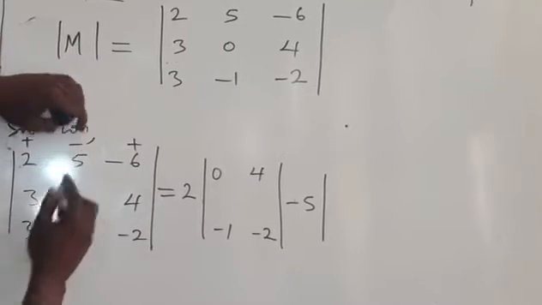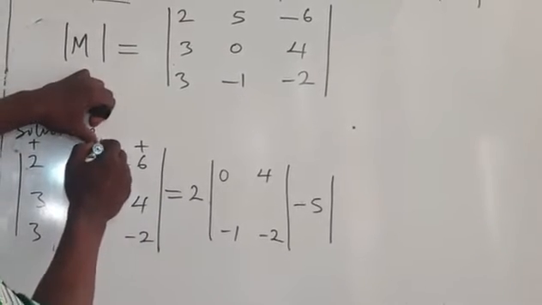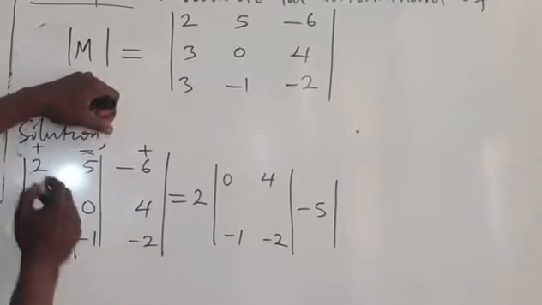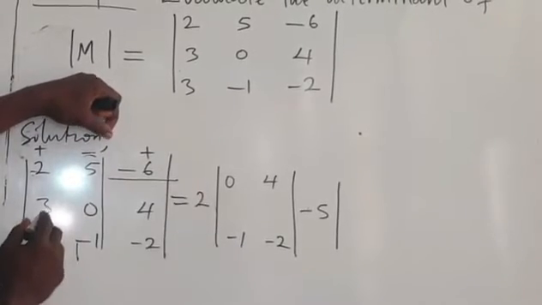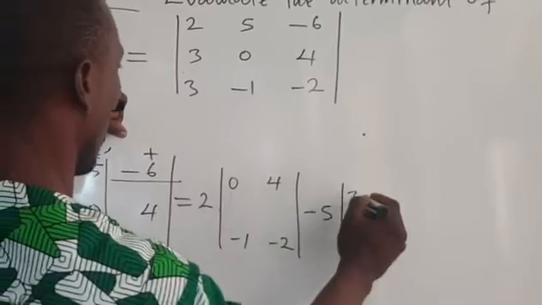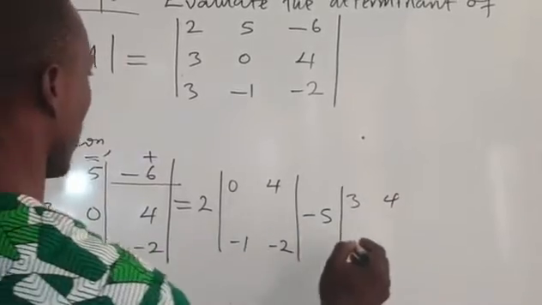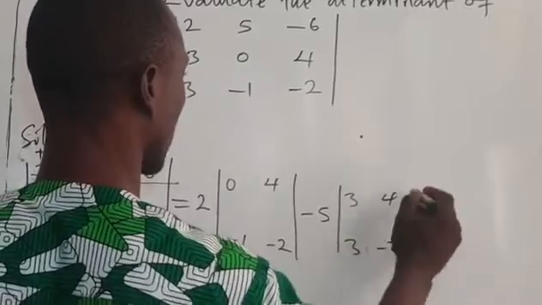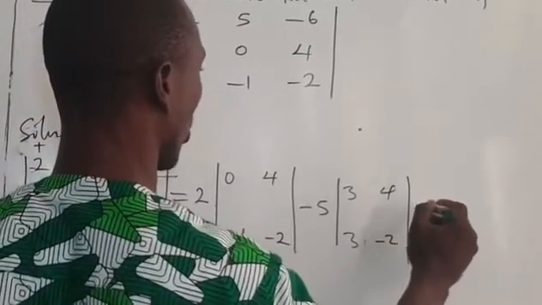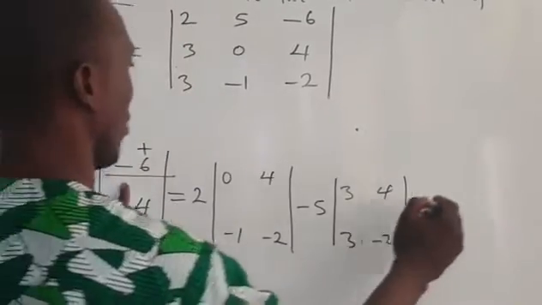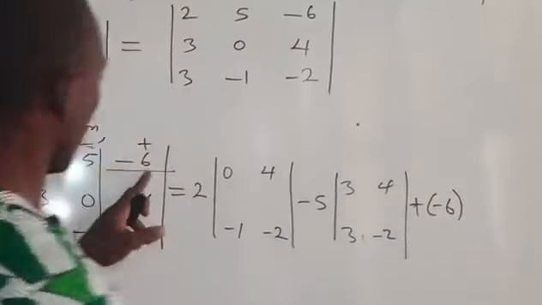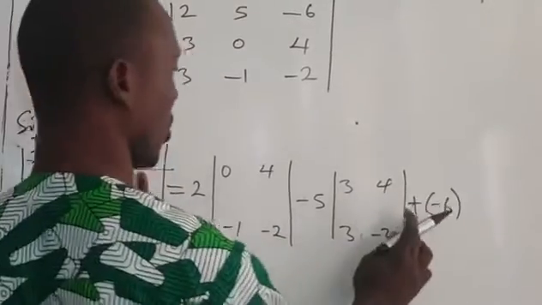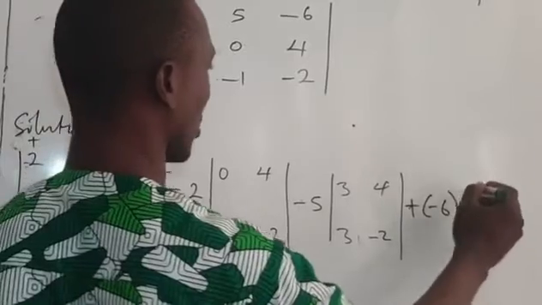So you'll be left with, if you cover 5 vertically, you cover this, everything here, then cover everything here. So you'll be left with 3, 4, then 3, minus 2. So this is for the second element. Then the third one, plus, minus 6. So we have minus 6 there. So it's supposed to be plus, then with minus 6.